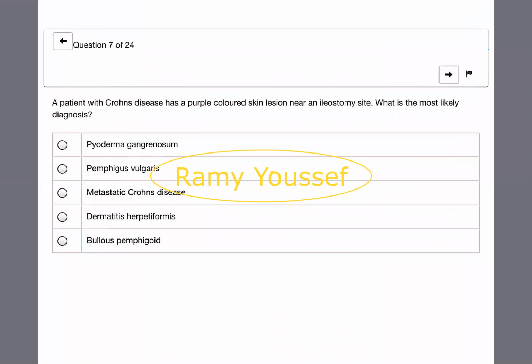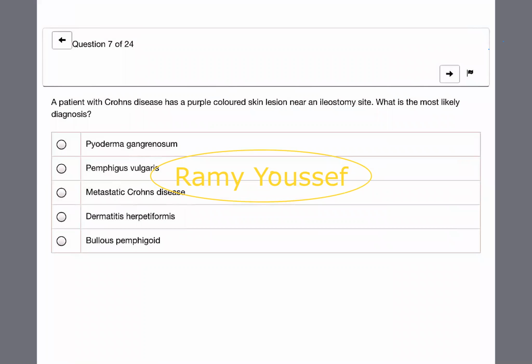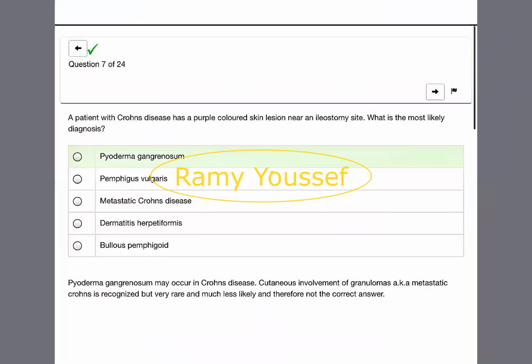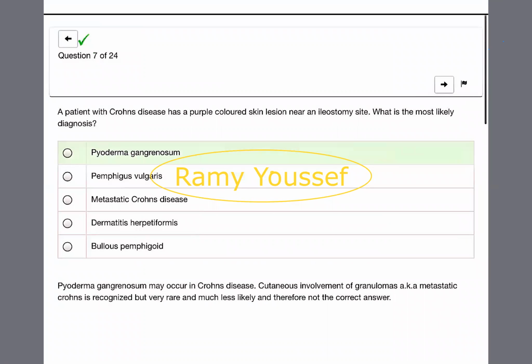Next question. A patient with a chronic disease has a purple colored skin lesion near the ileostomy site. What is the most likely diagnosis? A, Pyoderma gangrenosum; pemphigus vulgaris; metastasis; dermatitis herpetiformis; bullous pemphigoid. I choose A, Pyoderma gangrenosum. It is a skin lesion associated with inflammatory bowel disease, especially Crohn's disease. It is one of the extraintestinal manifestations of inflammatory bowel disease.